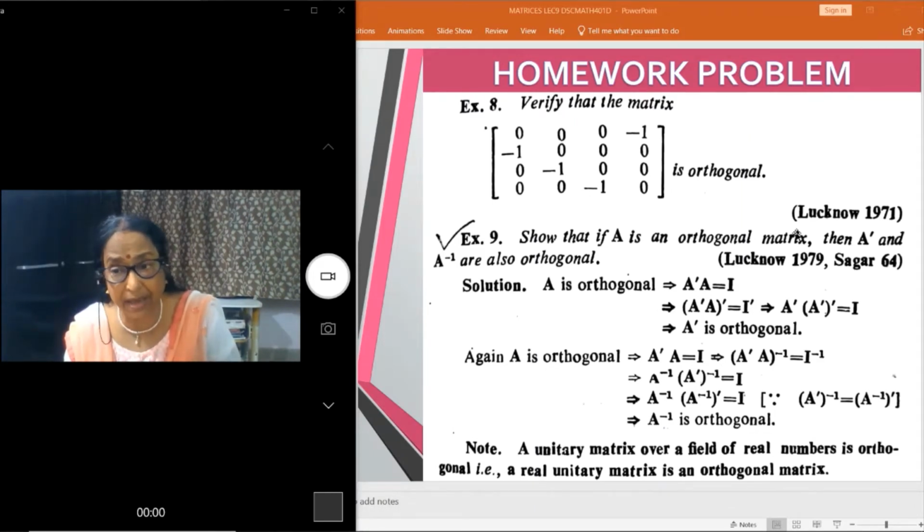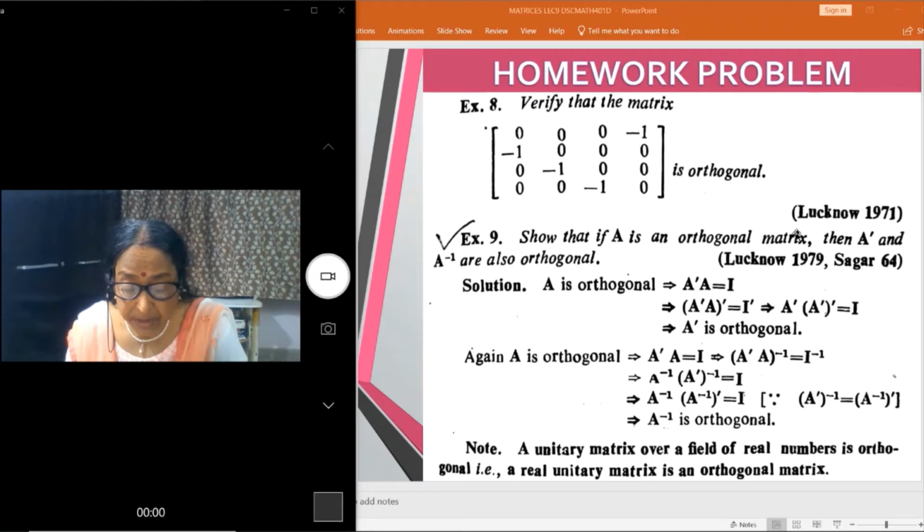But the examples I have given or quoted here are also very important, because when there is a problem in the A part, in the B part there are examples. So examples are also very important. As well as you do the problem, also do the examples, otherwise you will lose 50%. Verify that the matrix is orthogonal. Example 8, you try it at home.